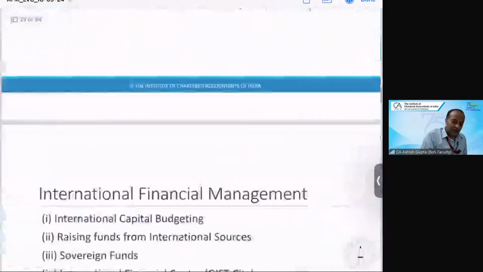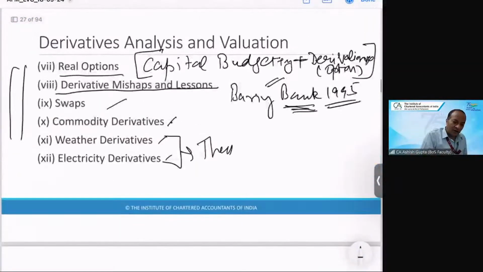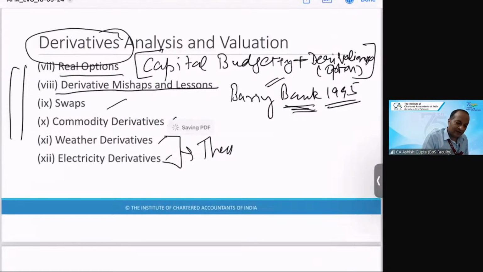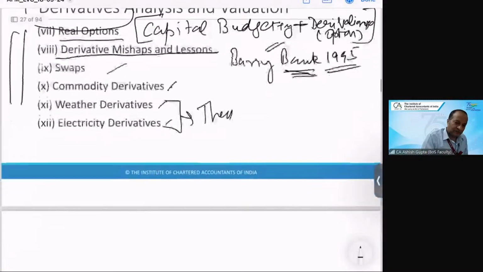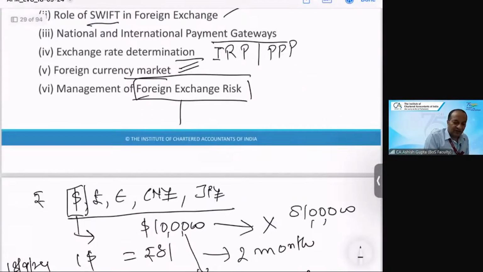Students, please note that it is very important that we have covered the topic of derivatives here. These derivative techniques shall be used to manage this foreign exchange risk. So this shall be used here to manage foreign exchange, and here our underlying will be foreign exchange.